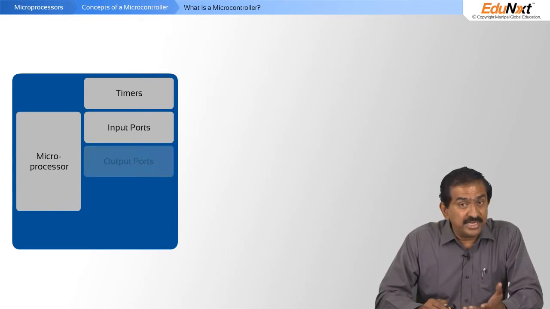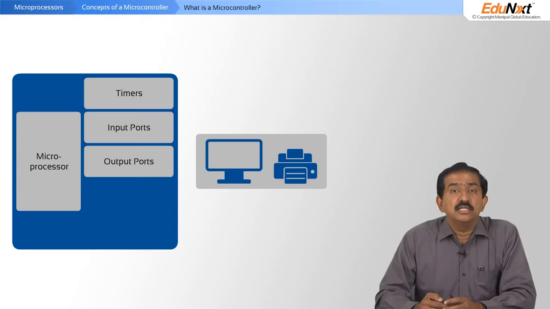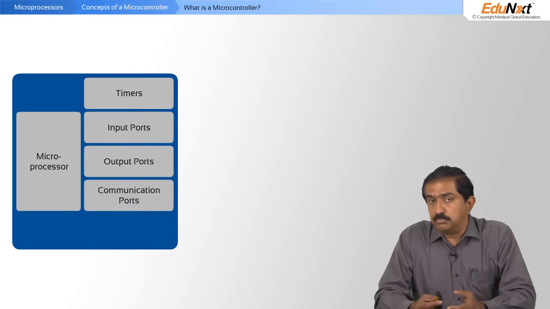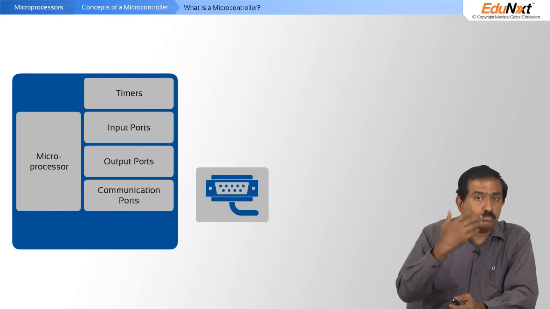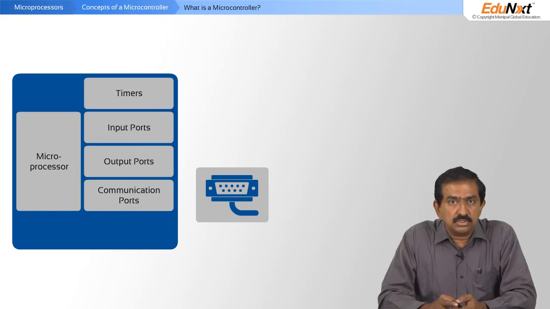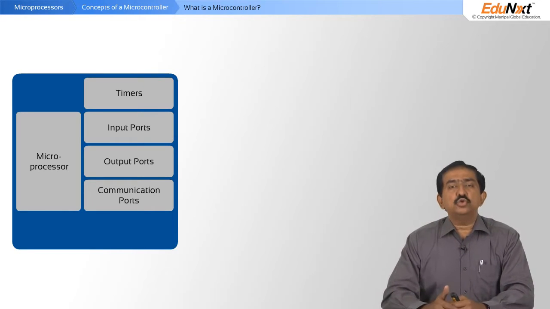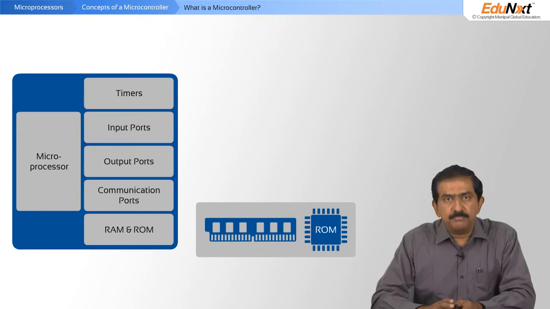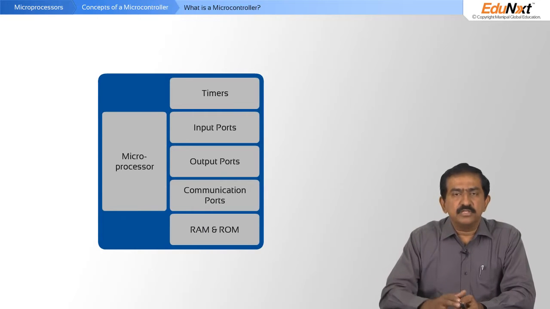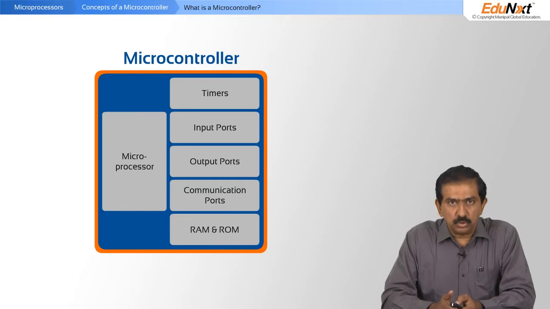You need input ports. You need output ports. You want to connect a display, you want to connect a printer. You need an output port that can be connected to microprocessors. You also need some form of communication ports. You remember the RS-232 and the general purpose interface boards and so on and so forth. Those are communication ports that a typical microprocessor needs before it becomes useful to a human being. Last but not the least, you need memory, both read-write memory and read-only memory, right? And the beauty of it all is, all of this together is nothing but a microcontroller.